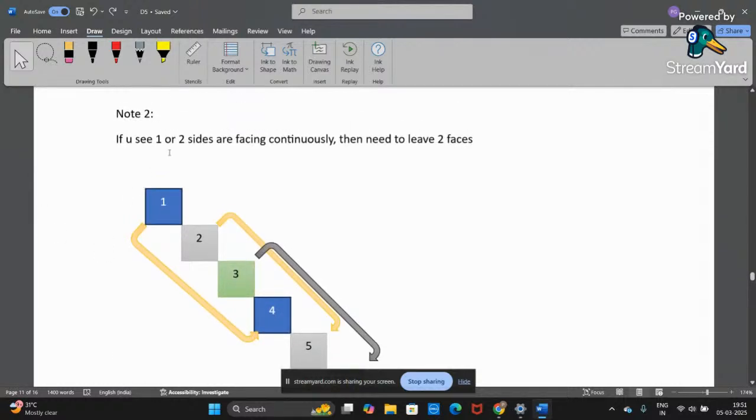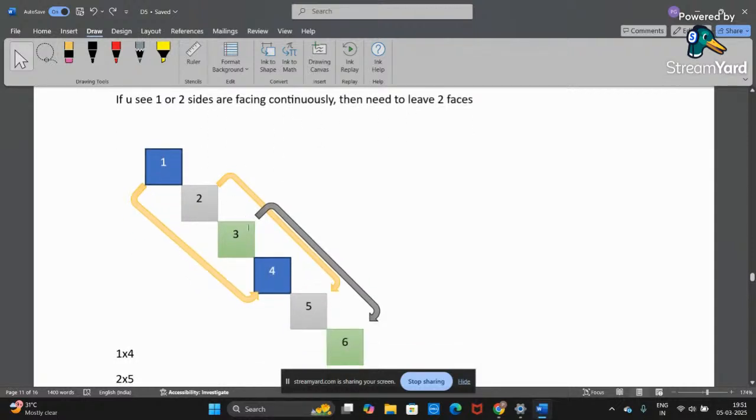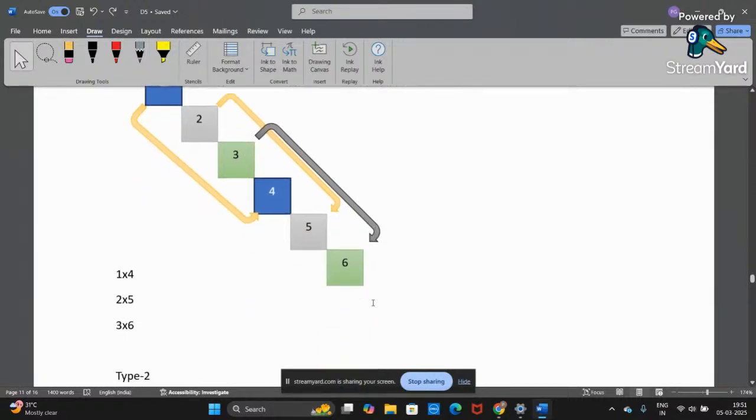If you see 1 or 2 sides facing continuously, in this form, if the questions are given in this form, we have to leave 2 faces to find the opposite face. Okay. For 1 it is 4. For 2 it is 5, because we need to leave two faces. For 3 it is 6. This will be the answer.